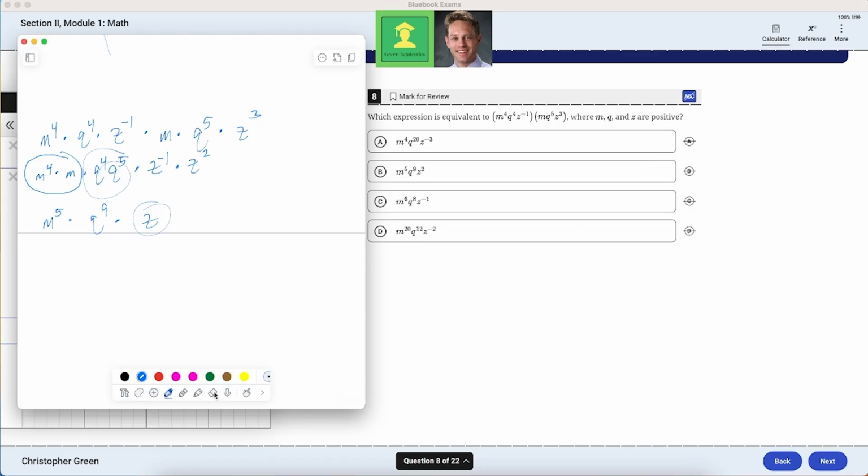Oh, God, I miscopied that. My mistake. This was z to the 3, which I miscopied onto the second line. So this was z to the third, z to the third, which creates z to the second.